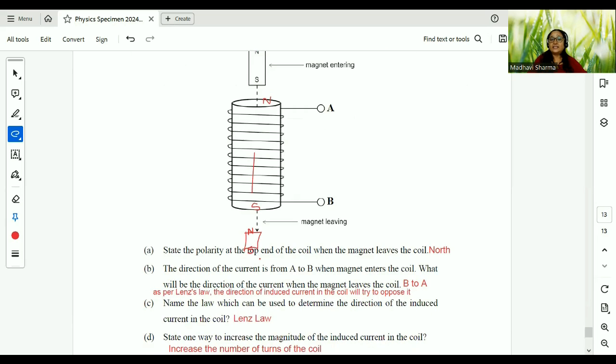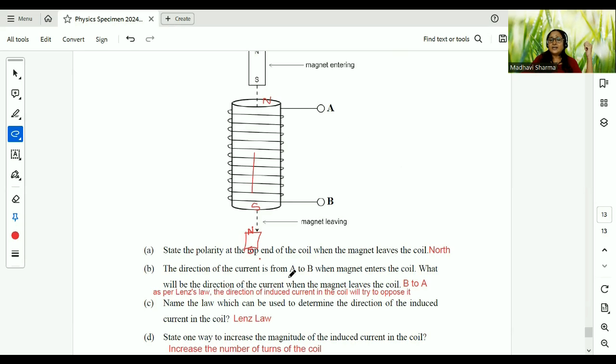State the polarity at the top end of the coil when the magnet leaves the coil. Just draw leaving magnet, children. So, magnet is leaving. It's a permanent magnet. So, it will not change. When this comes down, okay, just draw the magnet. So this becomes north. Permanent magnet will not change. Okay, so it will come down, south. When it goes away, this becomes south. Yes, and so if this becomes south, this becomes north.